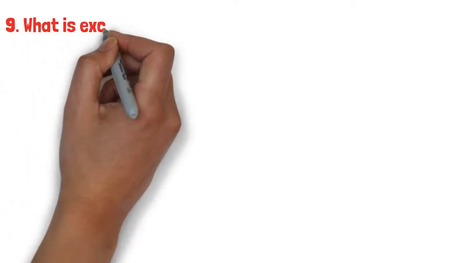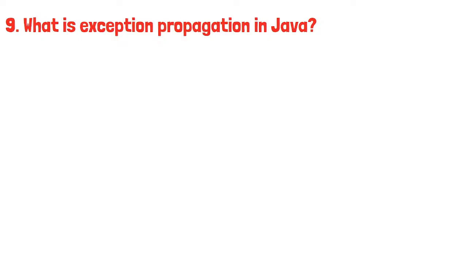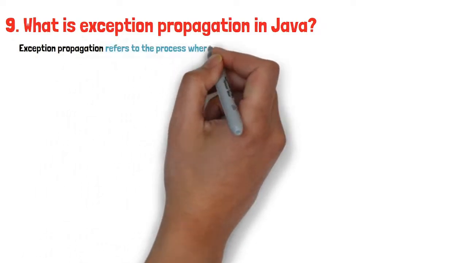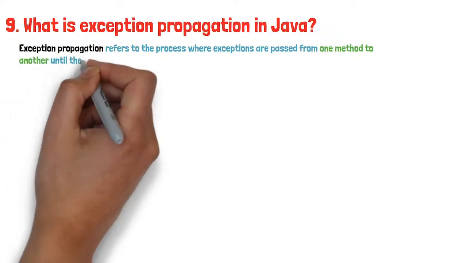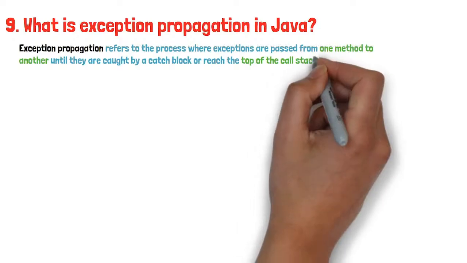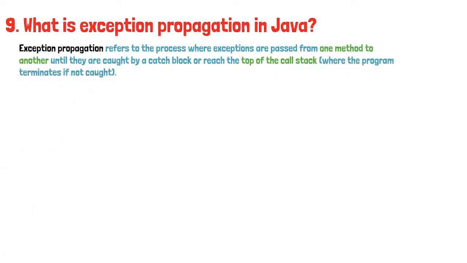Next question is what is exception propagation in Java? Exception propagation refers to the process where exceptions are passed from one method to another until they are caught by a catch block or reach the top of the call stack, where the program terminates if not handled.